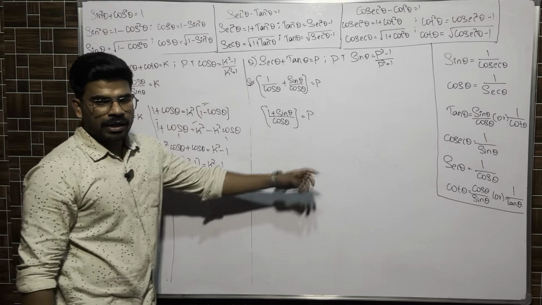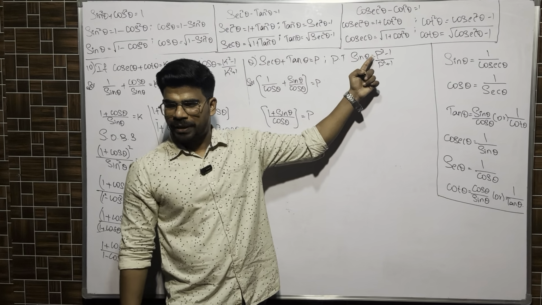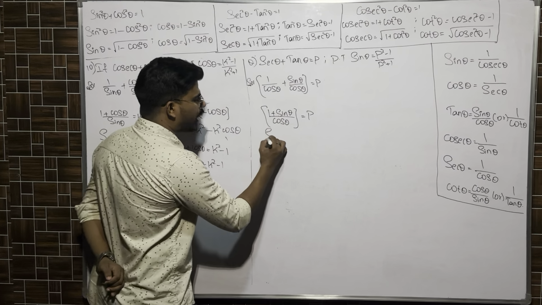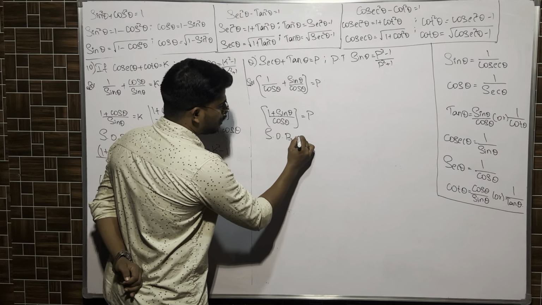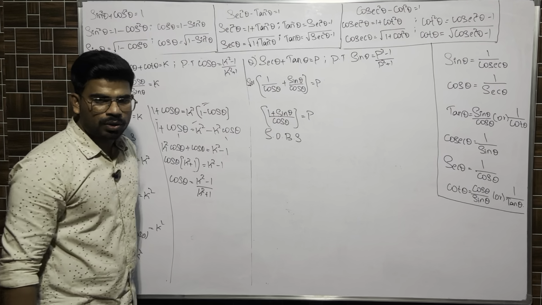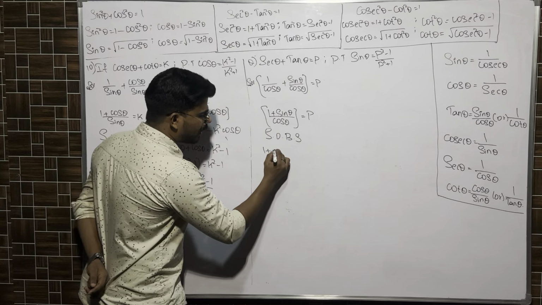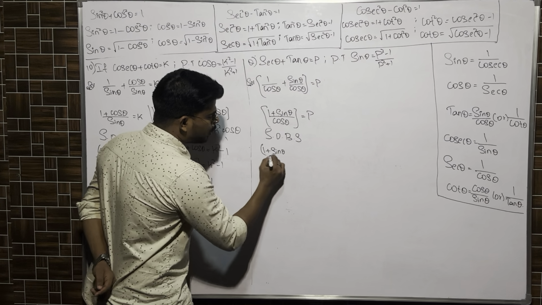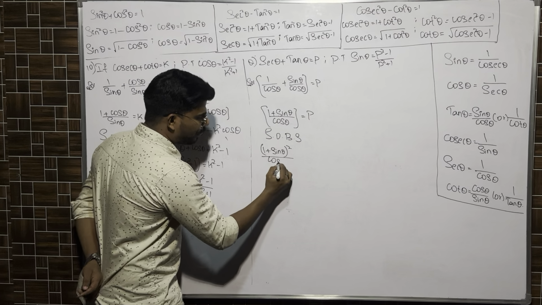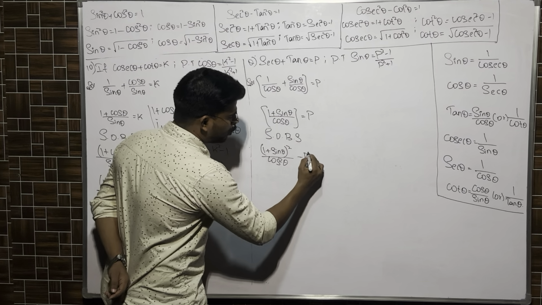Now, what is there? In the required, we should get a p square, but here we have only p. That's why at this point we have to square on both sides. Square to the numerator, square to the denominator on the left hand side. Square should be given to p as well. So the numerator will become (1 plus sin theta) whole square, the denominator cos square theta, is equal to p square.